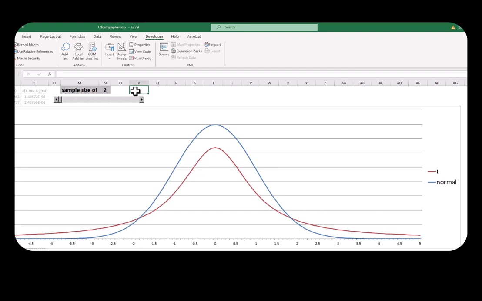Now, the first thing you probably notice is that the red curve itself is lower in the middle and fatter in the tails than the blue curve. They both contain 100% area. The area under them is the same, 100%. Everything has to be under there. But the t curve has less in the middle and more on the ends.